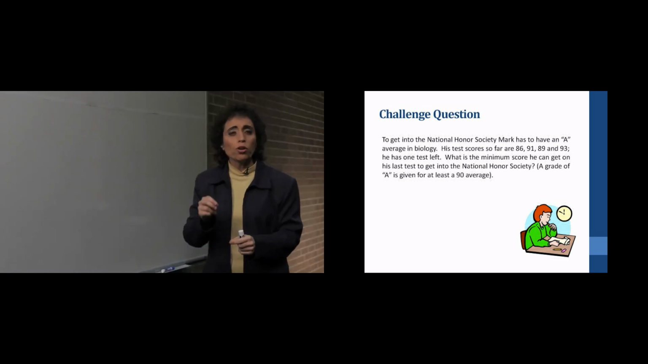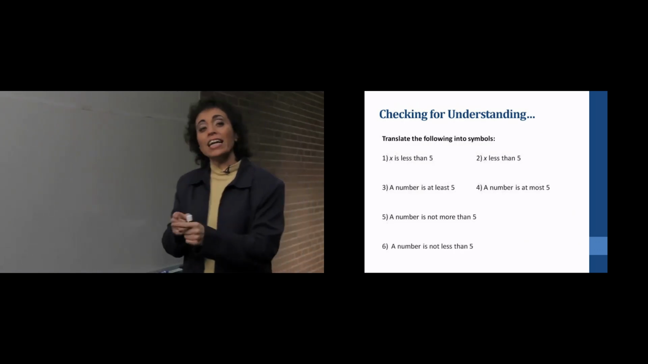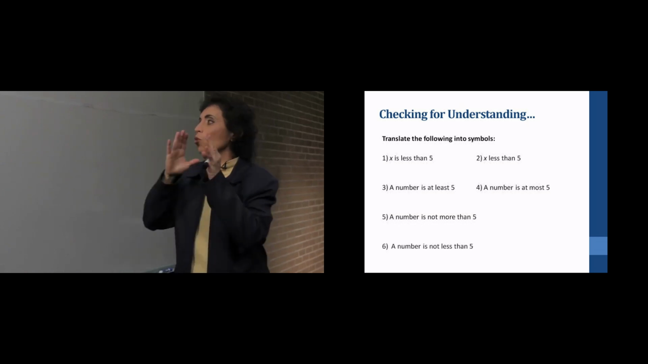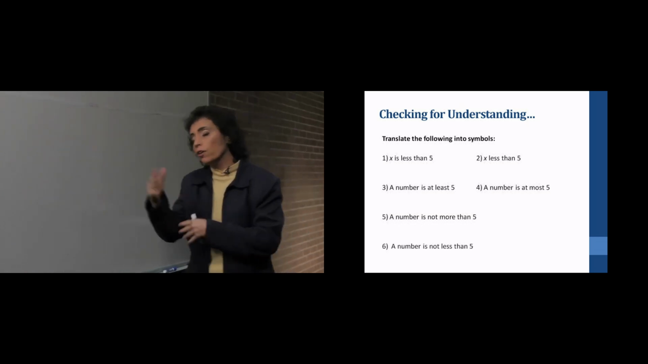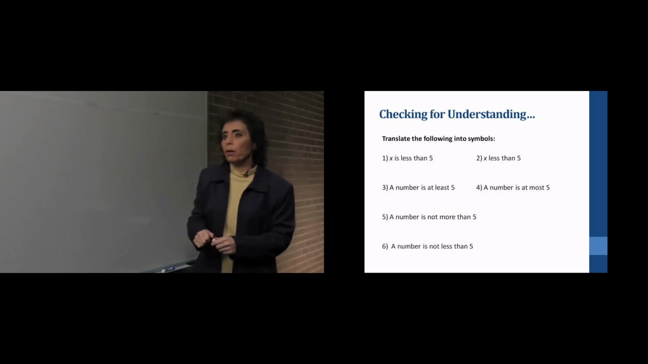What is the minimum score he can get on the last test in order to get into the National Honor Society? Now understand, to get an A, you have to have at least a 90. What does that word "at least" mean? That's what we're going to discuss for the next couple of slides. So let's take a look at your next problem in your workbook.